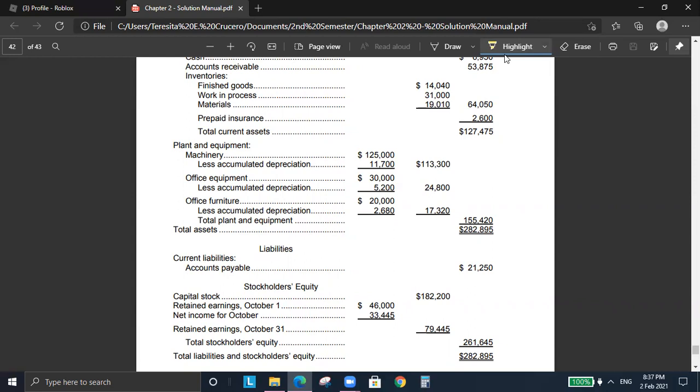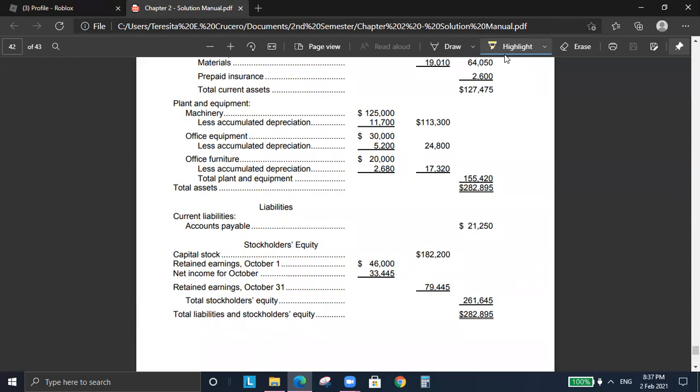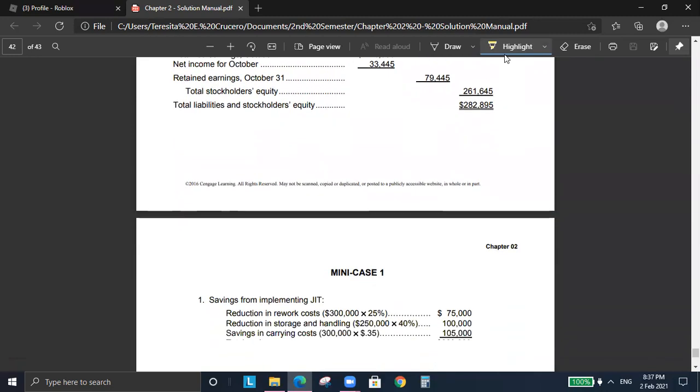Then stockholders' equity includes capital stock, 182,200. Then retained earnings beginning, 46,000. We add net income for October. We now get the total retained earnings by October 31. There are no dividends declared. So we have now your total stockholders' equity, and then we add the liabilities. Total liabilities and stockholders' equity equals the total assets.